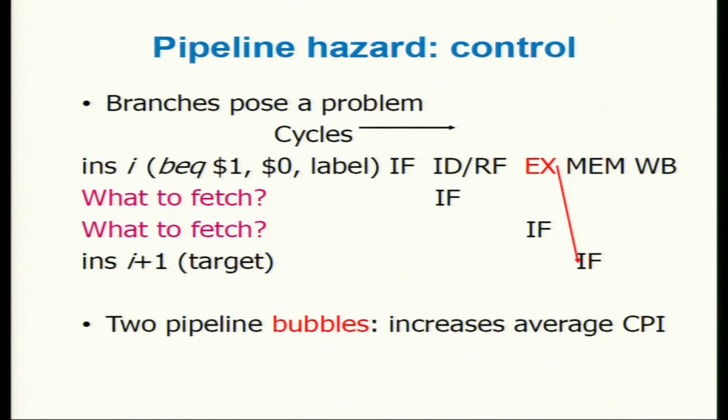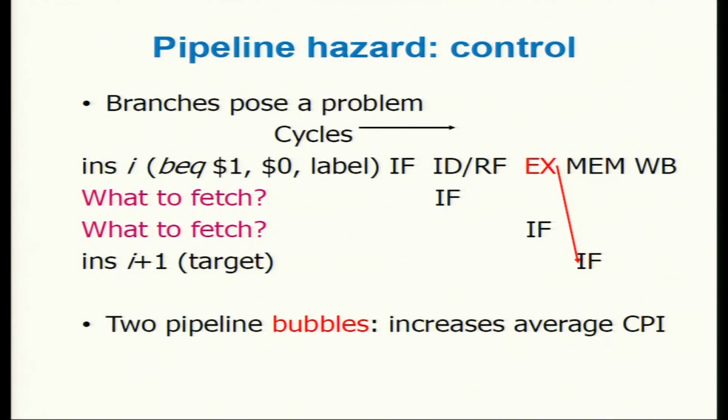So what do you do in these 2 cycles? If you do nothing, then that will lead to wastage of 2 cycles every time you execute a branch. These are called pipeline bubbles; that is, it looks like nothing is moving in the pipe.